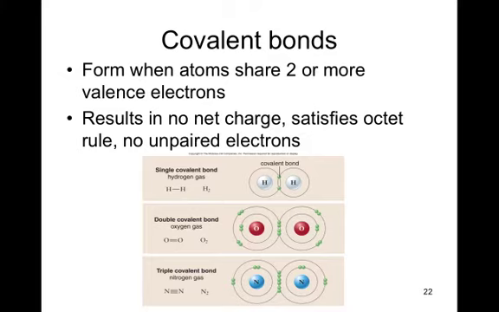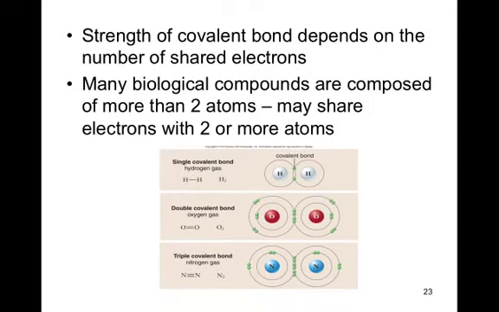This happens between nitrogen atoms, in just the same fashion as we see in oxygen, except now we're sharing 3 pairs of electrons, and there are only 2 dedicated in the outer shell to this individual nitrogen, but there's 6 shared electrons, and so its outer shell is happy. The strength of a covalent bond depends on the number of shared electrons. So a single covalent bond is fairly strong, but naturally a triple covalent bond is very, very strong.